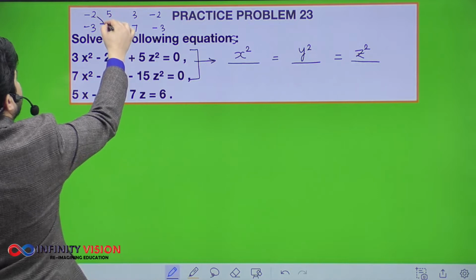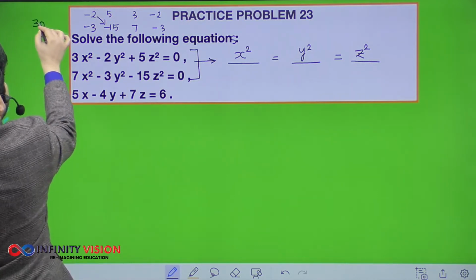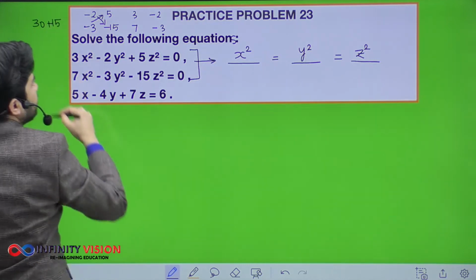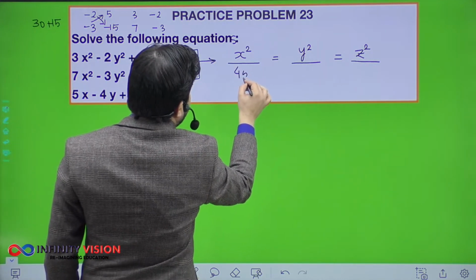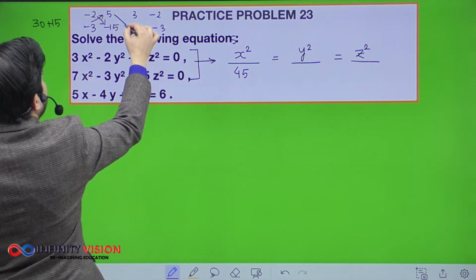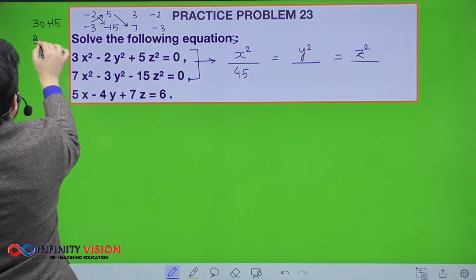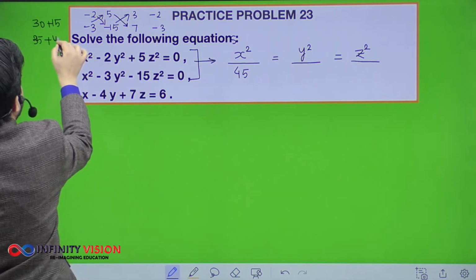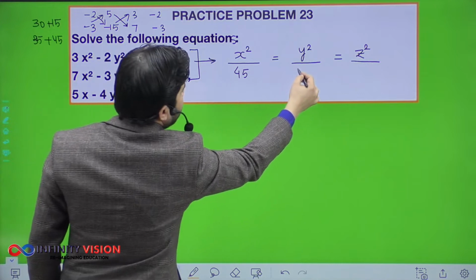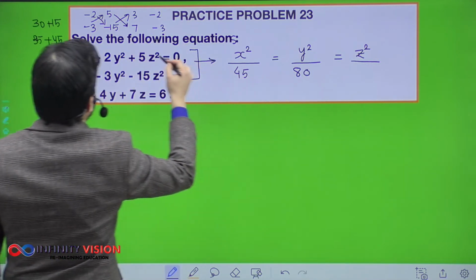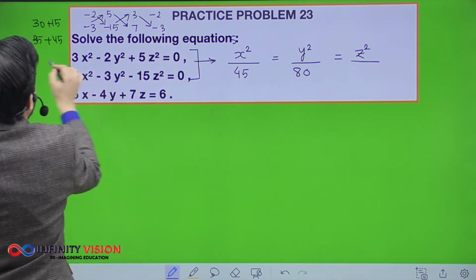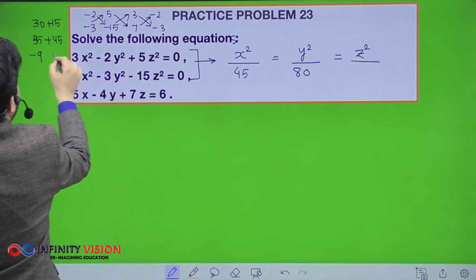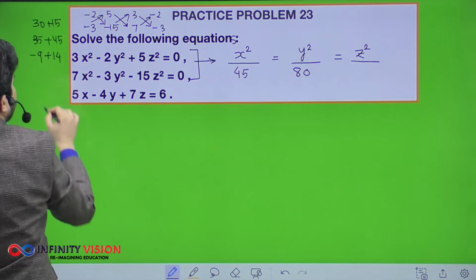Minus 2 into minus 15 is 30. Minus of minus 15 is plus 15, that is 45. So I'm just going to write 45 here. What about the second guy? 5 into 7 is 35. And minus of minus 15 into 3, that is plus 45, that makes it 80. And what about the third? 3 into minus 3, that is minus 9. And 7 into minus 2 is minus 14, minus minus plus, so this would be plus 5.